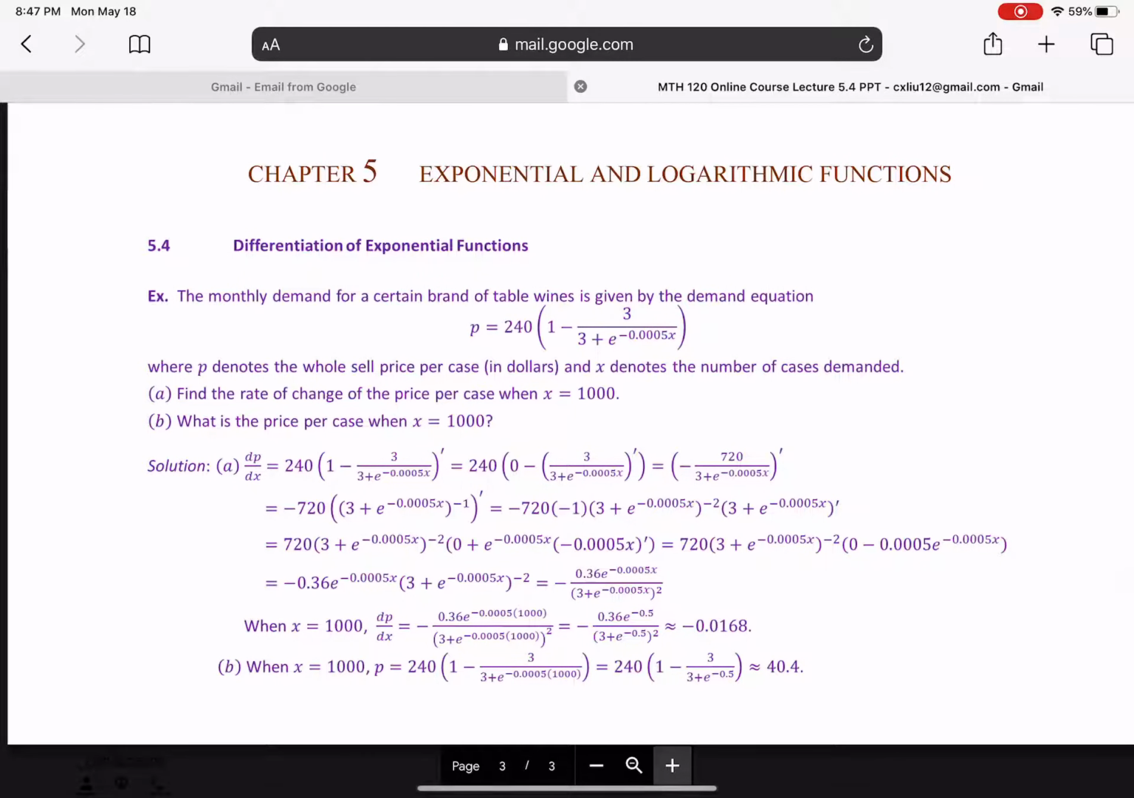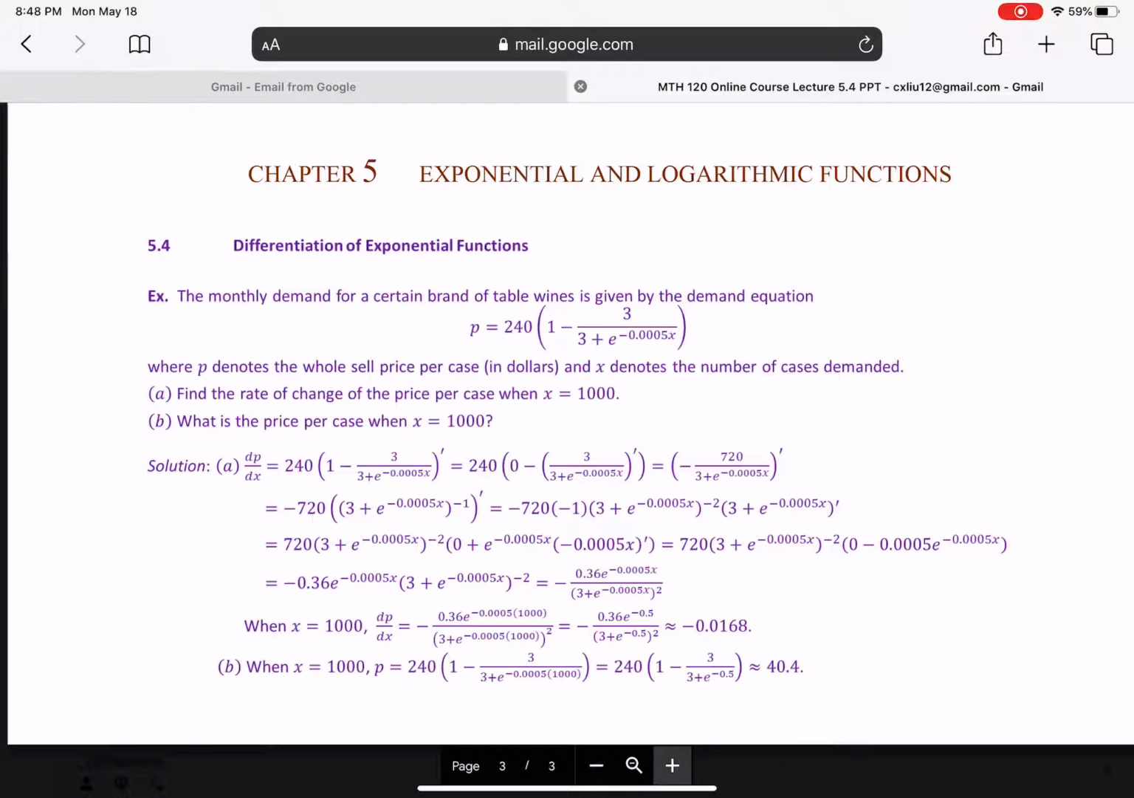Now let's apply the exponential function in economics. The monthly demand for a certain brand of table wines is given by the demand equation P equals 240 times (1 minus 3 over (3 plus e to the negative 0.0005x)), where P denotes the wholesale price per case in dollars, and x denotes the number of cases demanded. Question A, find the rate of change of the price per case when x equals 1,000. Question B, what is the price per case when x equals 1,000?